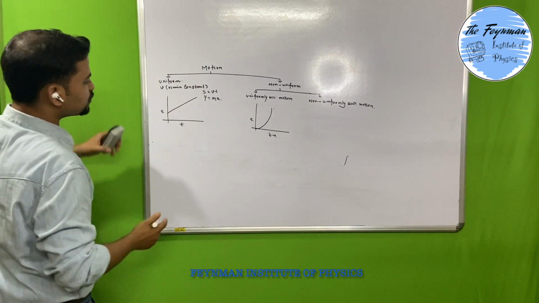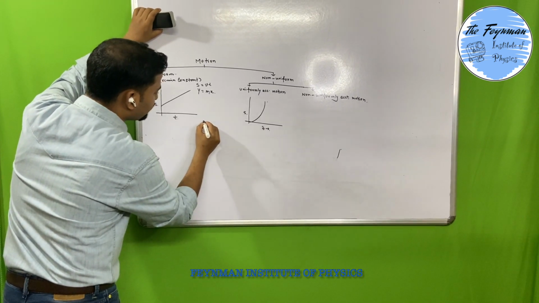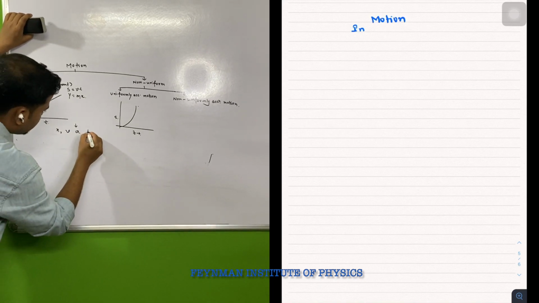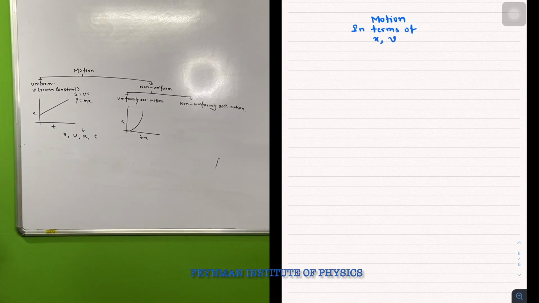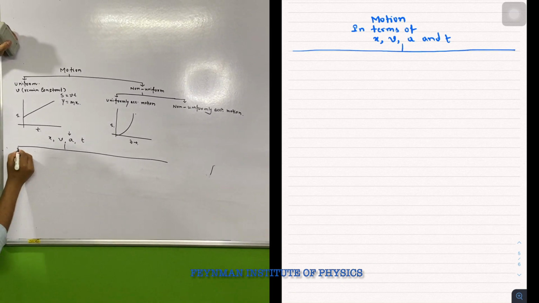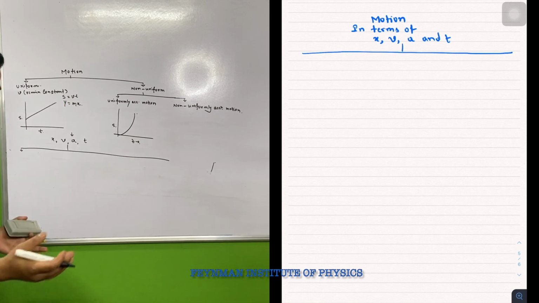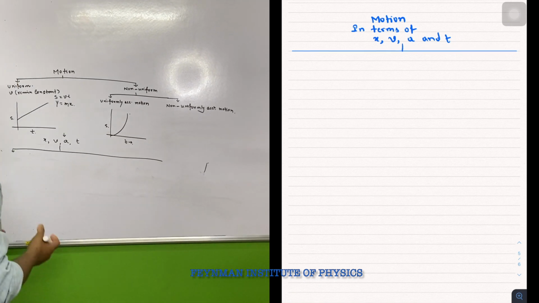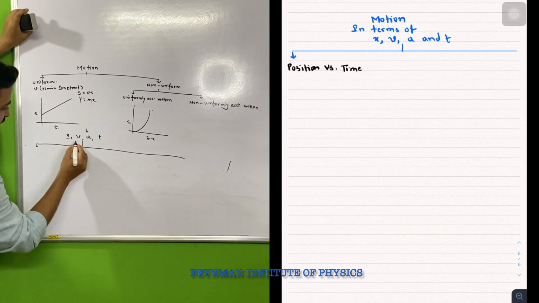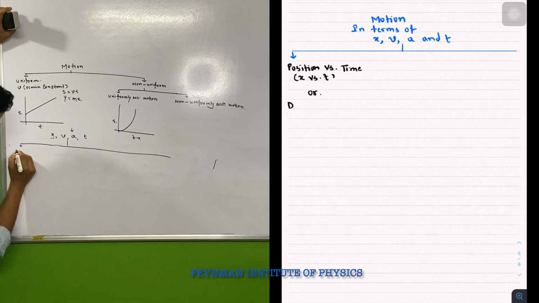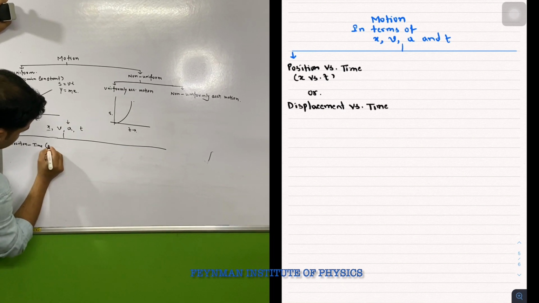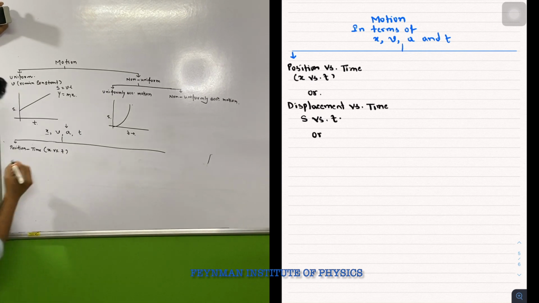Now in motion, we quantify motion by these four parameters: x, v, a and t. So we are going to get graphs of these quantities varying with t. The first one is displacement. The kind of graph we will deal with in future: the change of x with respect to t, that is the position versus time graph, the x versus t graph.